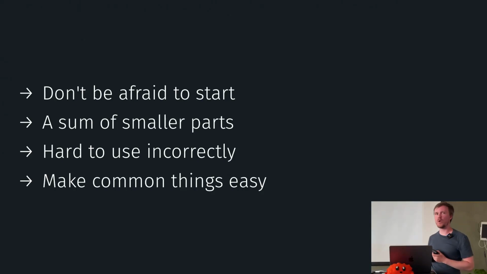Cool. So these were the 4 things that I wanted to mention. Don't be afraid to start. Just copy the API of someone else and see how it works and try to iterate on it. Try to build your library as a sum of smaller parts where each of the parts makes sense on its own and they can be composed. Try to make things hard to use incorrectly, but make a trade-off in how you do that. Do you do that using complex generics, or using runtime checks? And then make the common things easy and decide which the easy things should be. That was my talk, yeah.